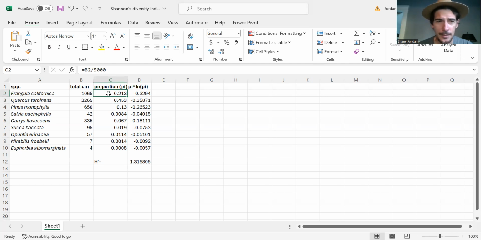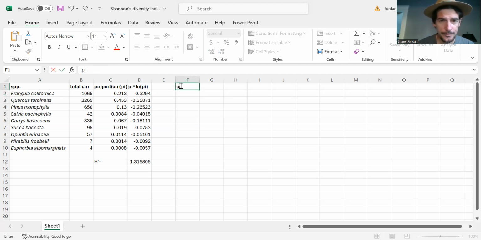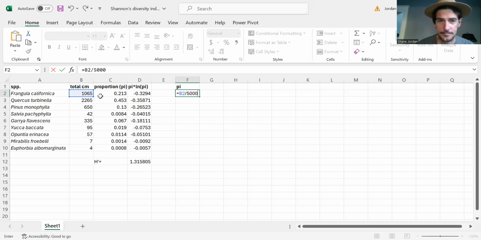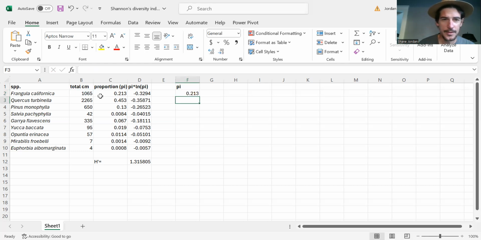So for example, here in Excel, I would take the value of centimeters for Frangula californica in column B, row 2, so that is B2, and I would divide it by 5,000. Rather than having to do this over and over again for each species, you simply take this value and divide it by 5,000 in this way. Make sure you put an equal sign every time you do that. And you'll get the number 0.213. That is the proportional cover of this particular species in the transect.